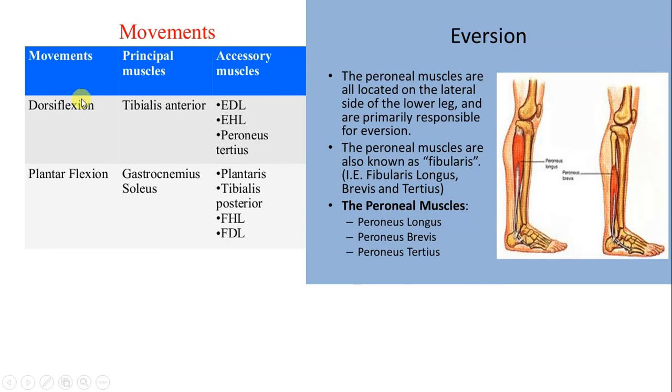Eversion is by the accessory movements. These are the movements: dorsiflexion, plantar flexion. Dorsiflexion, these are the muscles. Plantar flexion, these are the muscles. Eversion: the peroneal muscles are located on the lateral side. We know that, you have learned it already. The peroneal muscles are also known as fibularis muscles: fibularis longus, brevis, and tertius. And these are the muscles of eversion.